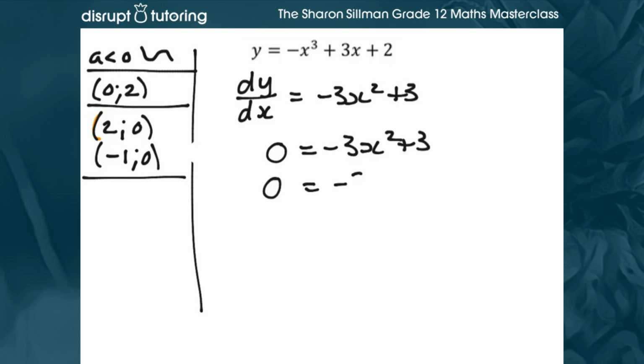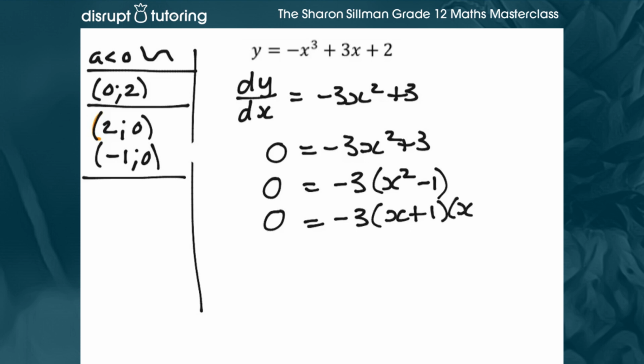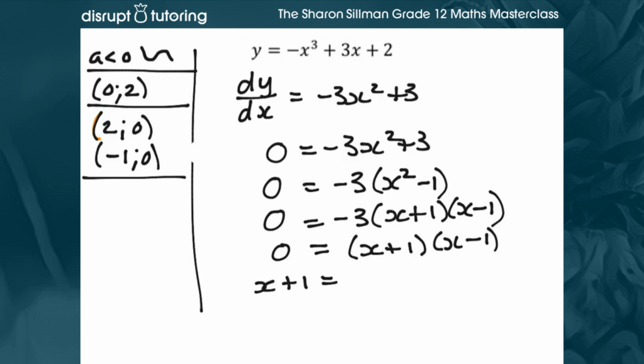I can take out a common factor of negative 3, so I'm left with x squared minus 1, which then factorizes as a difference of 2 squares. If I divide by negative 3 on both sides, the negative 3 is not going to affect the solutions we get. So x plus 1 is equal to 0, so there's a turning point when x is minus 1. And x minus 1 is equal to 0, so there's a turning point where x is equal to 1. Don't forget we actually already found one of those.